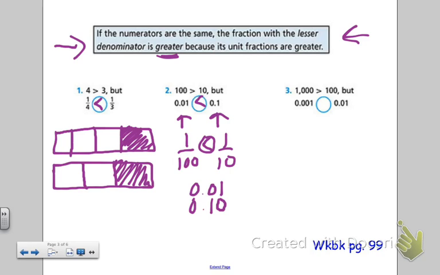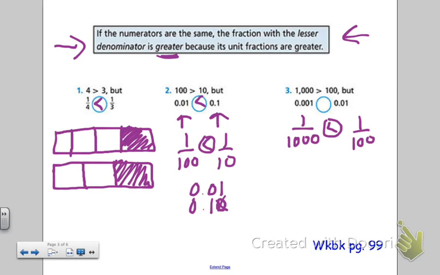Which one's greater, 1/100th or 10/100ths? It's still 10/100ths that's greater, which, if you remember, was originally the 1/10th. And the last one here, 1,000 is greater than 100. Yeah, sure. But what about 1/1,000th compared to 1/100th?